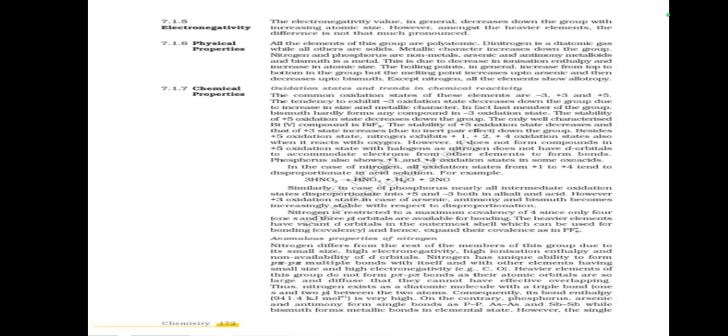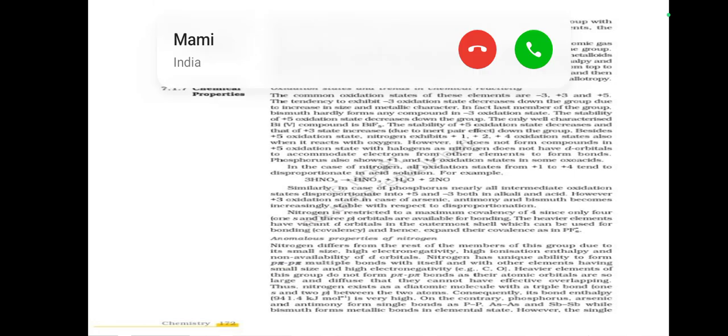Chemical properties, oxidation states and trends in chemical reactivity. The common oxidation states of these elements are -3, +3, and +5. The tendency to exist in the -3 oxidation state decreases down the group due to an increase in size and metallic character. In fact, the last member of the group, bismuth, hardly forms any compound in the -3 oxidation state.